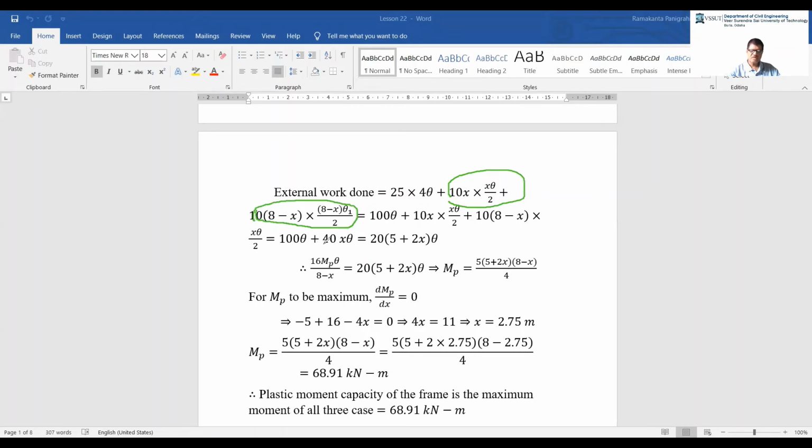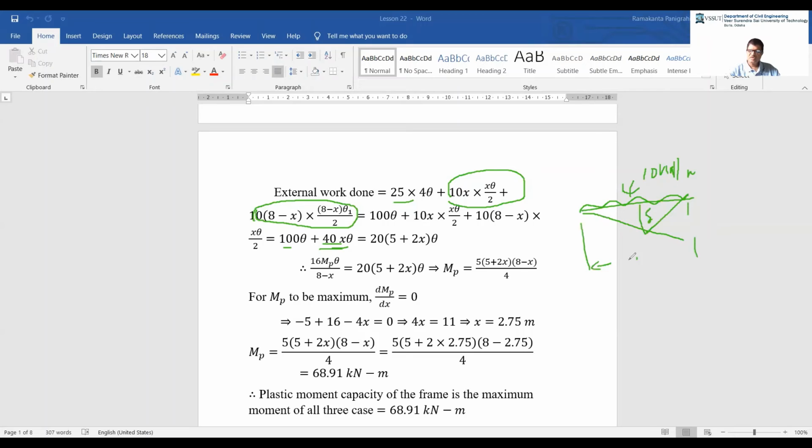How can we do this? This is 100 theta, so we can find the 40x theta directly. Alternatively, you can think of it this way. So this is your delta. This is 10 kilonewton per meter, and this is equal to span, which is 8 meter.